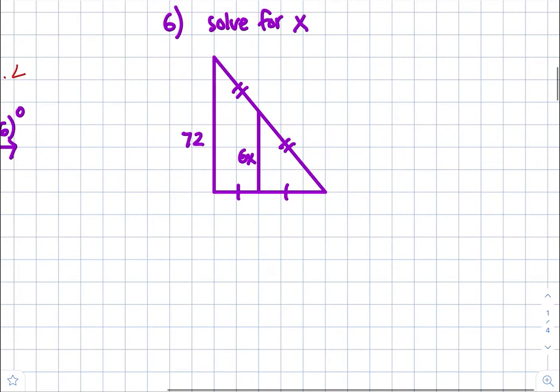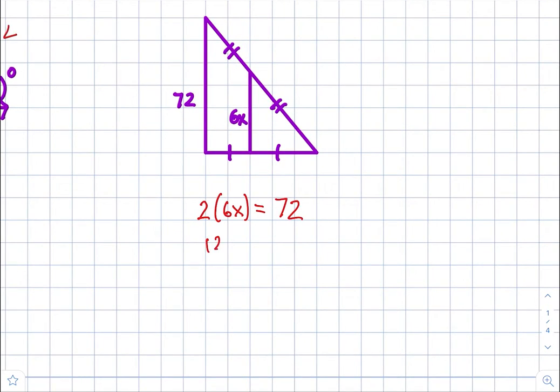So, double of the side length 6x, you guys, is going to equal to the base, which is 72. So you would have gotten 12x is equal to 72, divide both by 12. X is supposed to equal to 6. And that makes sense because if this is 6, you guys, 6 times 6 is 36, and 36 is certainly half of 72.